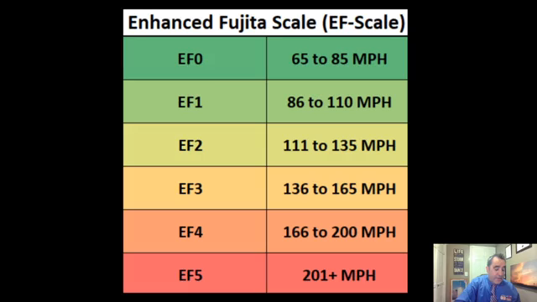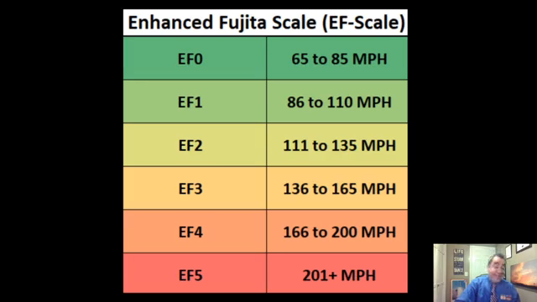A lot of times we only get winds that are like 65 to 85 miles an hour. These are really weak tornadoes, EF0, 65 to 85 mile an hour winds. Then it goes up to EF1, 86 to 110 mile an hour winds. You go all the way up, and EF5 is 201 mile an hour plus.